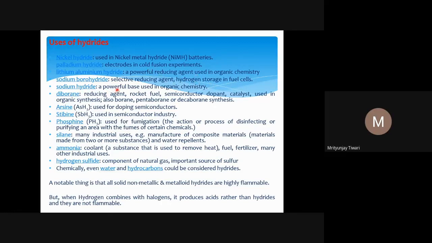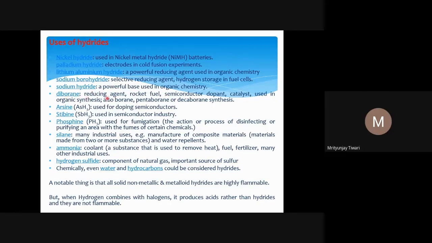Sodium hydride, NaH, is a powerful base used in organic chemistry. NaH is a very strong base, and sometimes, if you want to do a certain kind of reaction and extract a proton from somewhere, it can extract protons even from weakly acidic protons, like the protons of acetone. It's weakly acidic, but sodium hydride can abstract those protons as well.